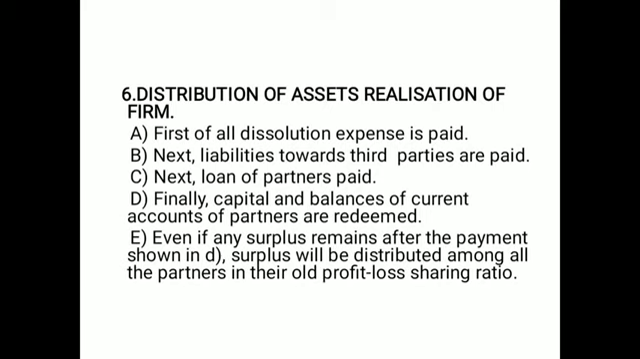Okay? Now the main thing they say is that in case any surplus remains after the payment shown in D, D is the payment of capital and balances of current accounts of partners, so if any extra amount is still available, the surplus, it will be distributed among all the partners in their old profit loss sharing ratio. What they are trying to say is that if there is any surplus available after carrying out this entire procedure, then that surplus will be distributed among partners in their old profit loss sharing ratio.